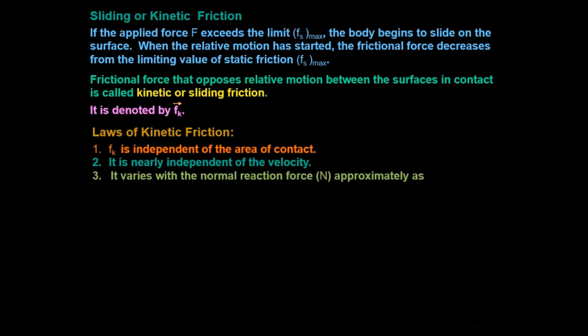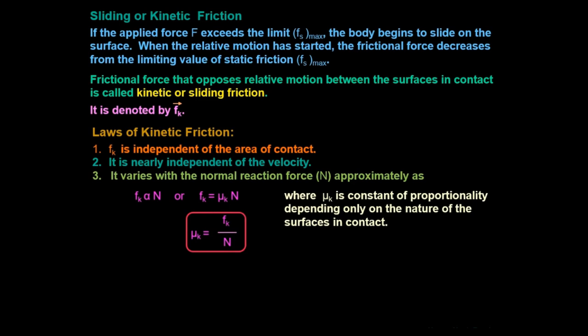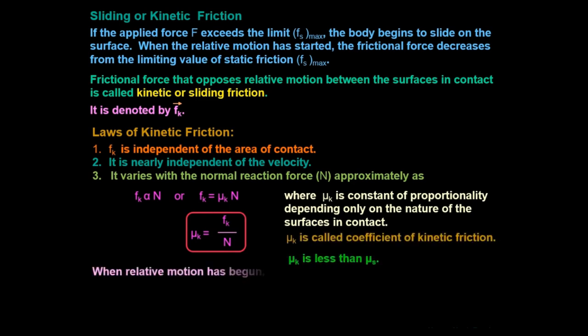When it comes to kinetic friction, obviously it is going to vary with the normal reaction force acting on the object. Once again we have the same relation, where the constant of proportionality is nothing but the coefficient of kinetic friction. And the law of kinetic friction can also be written as follows.